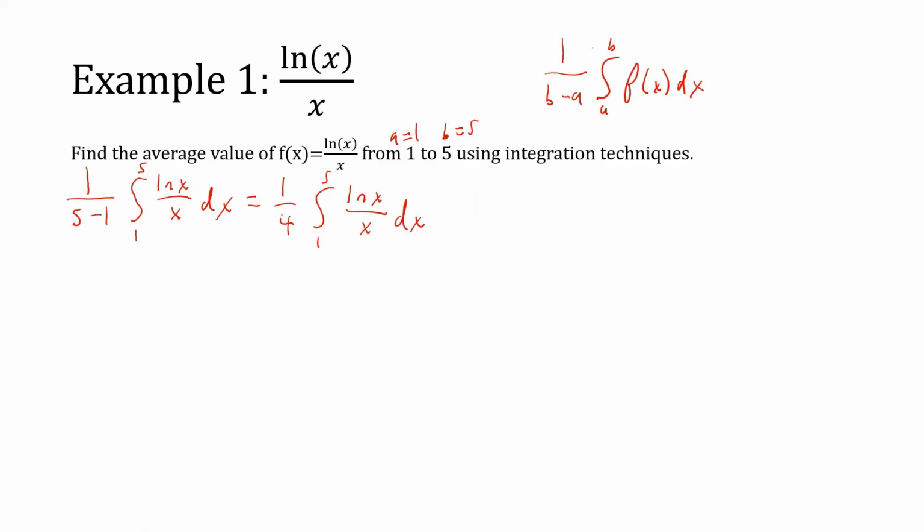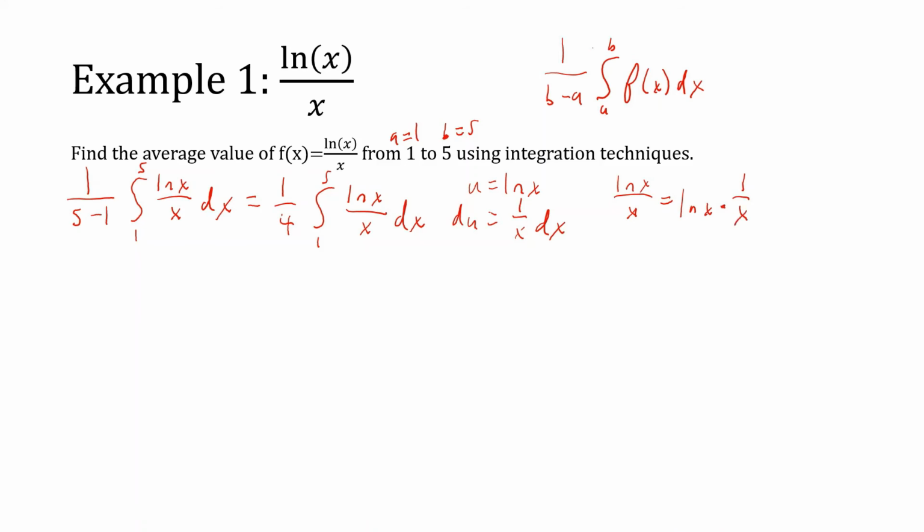And now we just need to evaluate this integral. And the best method for doing so is probably a u substitution with u equal to ln x. So u equals ln x, du equals 1 over x dx. And the observation to notice here is that ln x over x is equal to ln x times 1 over x.